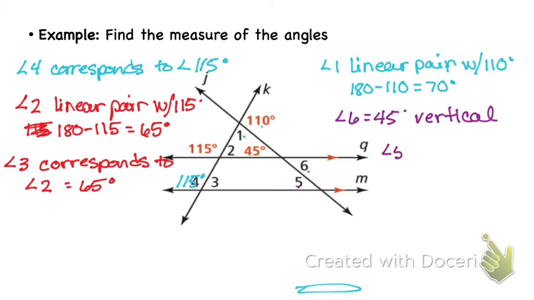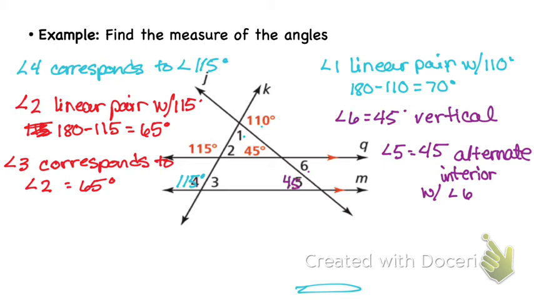5 equals 45 because of alternate interior with angle 6. So I've got all those. And then I could finish, if this is 45 and this is 45, that makes vertical angles, this is 45. I could find this by subtracting, so it would be 135. And then vertical would be 135.